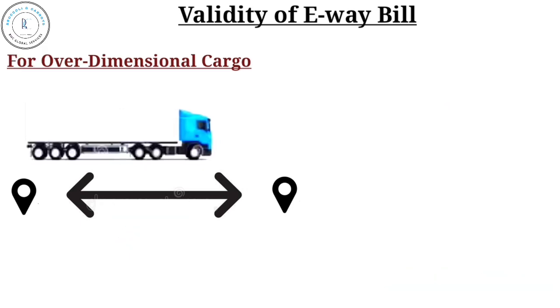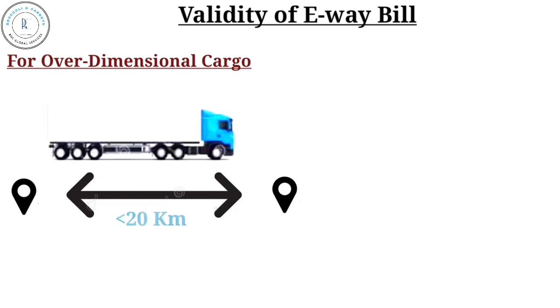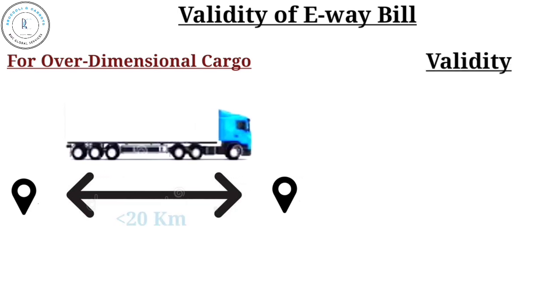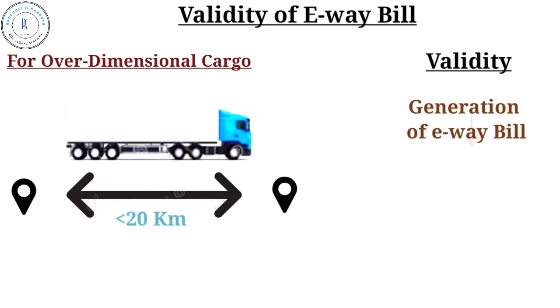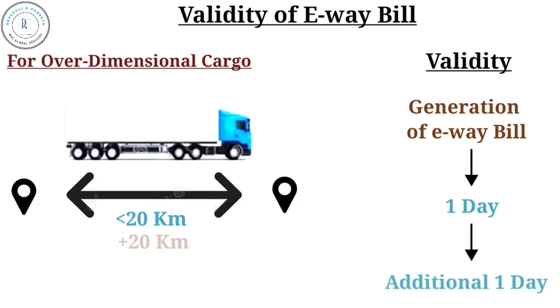For over-dimensional cargo, if the distance traveled is less than 20 kilometers, then the validity is from generation of the e-Waybill till 1 day. For every additional 20 kilometers, or part thereof, the validity is an additional 1 day.